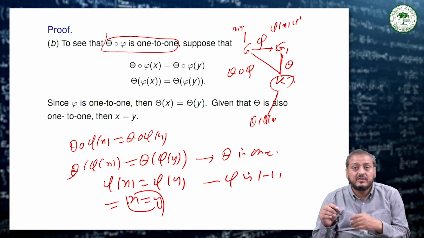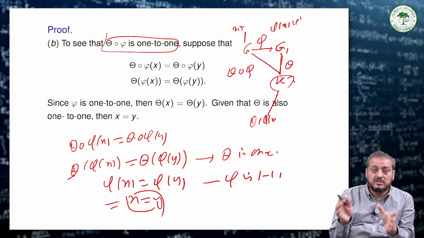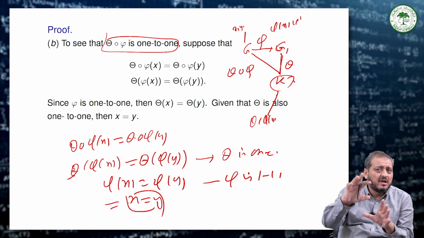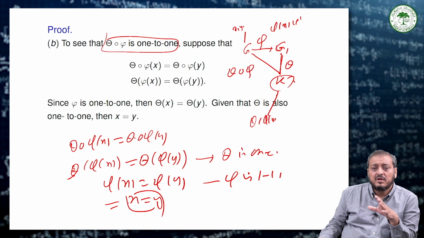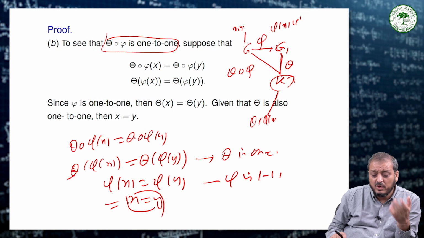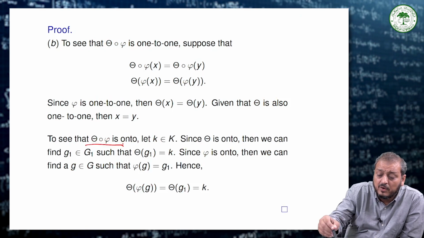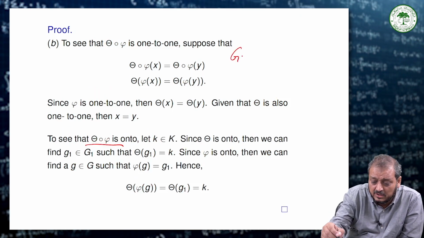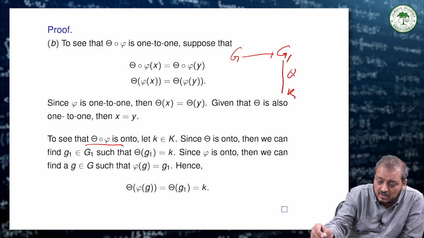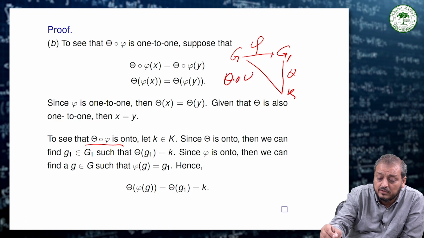So in this case we can easily prove that the composition of these two isomorphisms, the composition of two one-one functions, is again one-one. This is a trivial set theoretical result. Similarly for ontoness, we use the ontoness of these two. Using this figure, we have G, then G1, and then K, with phi, then theta, and the composition theta composition phi.